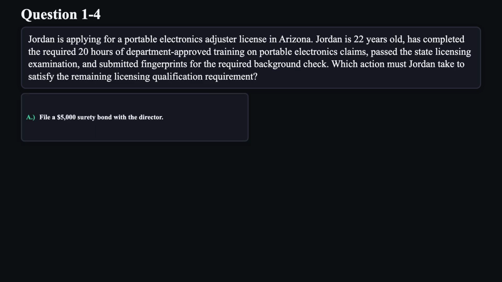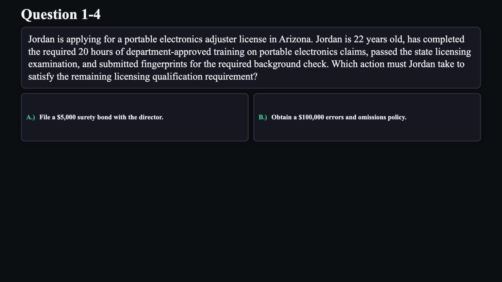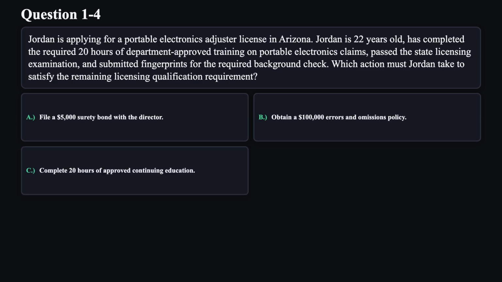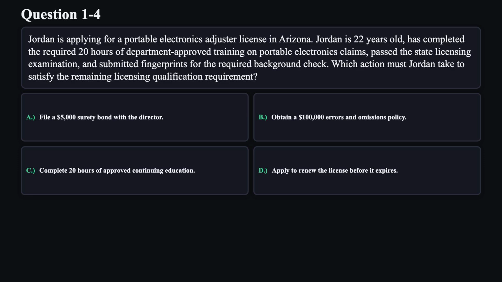A. File a $5,000 surety bond with the director. B. Obtain a $100,000 errors and omissions policy. C. Complete 20 hours of approved continuing education. D. Apply to renew the license before it expires.